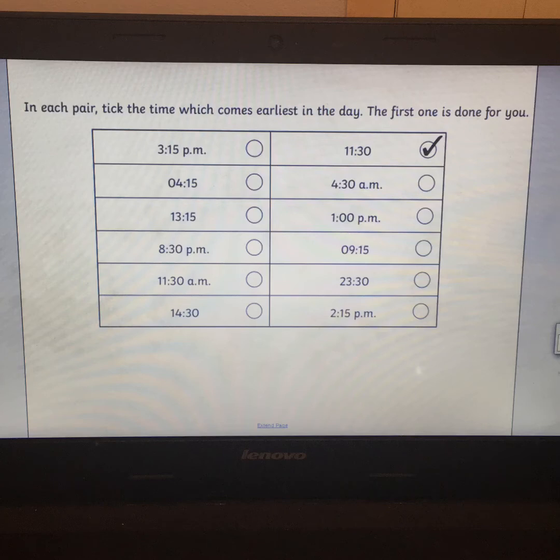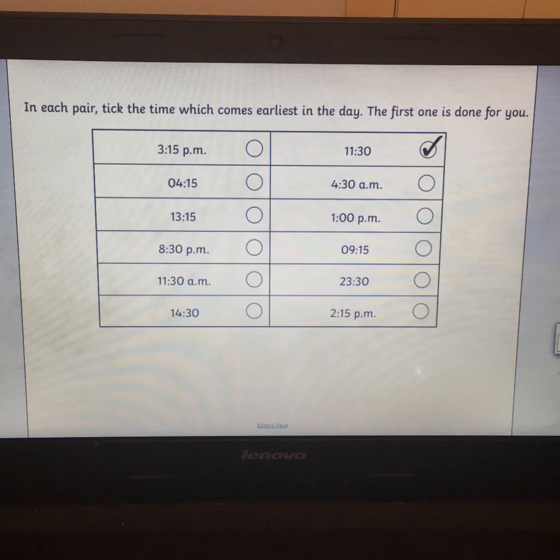So, answer time. So for the next pair, we've got 4:15 and then we've got 4:30 a.m. Well, 4:15 has not gone past 12, so I know it's in the morning. 4:30 a.m. is also in the morning. So what would come first, 4:15 or 4:30? Well, 4:15 would come first because that would be 4:15 rather than 4:30. So you should have ticked the one on the left.